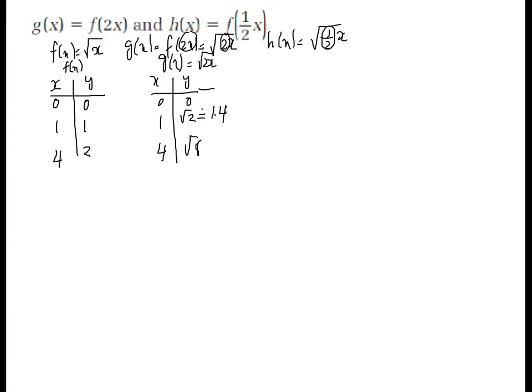Now we are going to do h of x, which is square root of 1 over 2 times x. The same values, x is 0, 1, 4. If x is 0, 1 over 2 times 0 is 0, square root of 0 is 0, so it's going to be 0 for y. If x is 1, it's going to be square root of half. And if x is 4, then we get square root of 2.